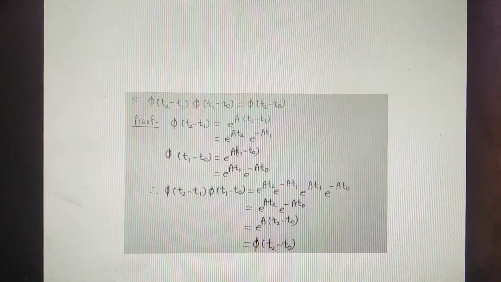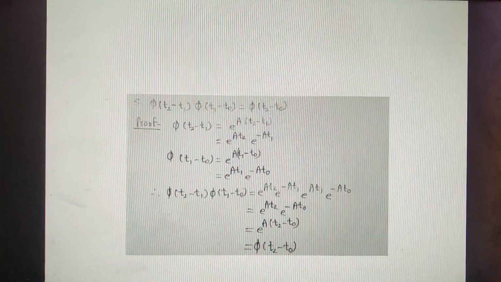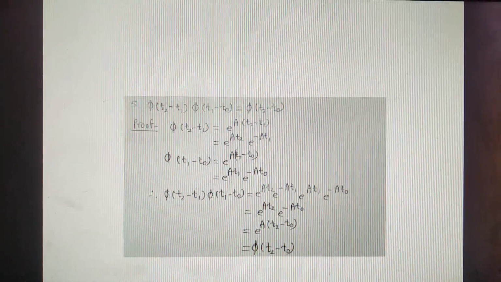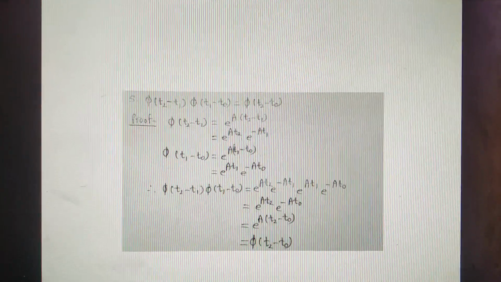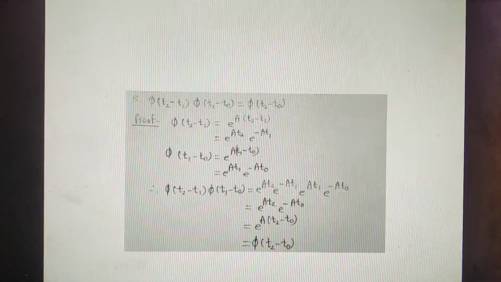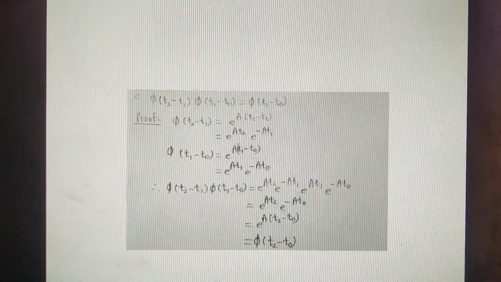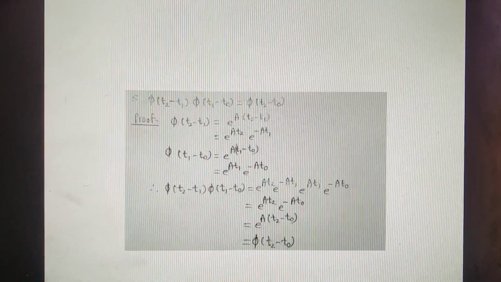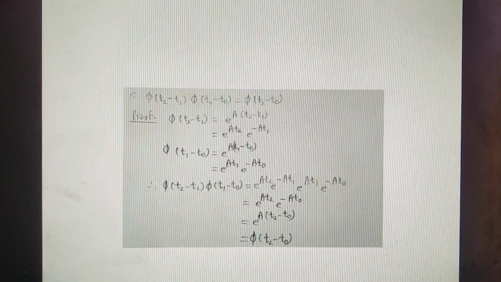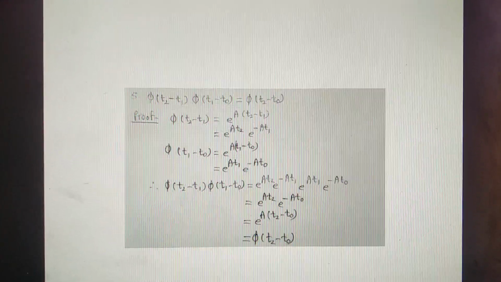The state transition matrix properties are very important because most of the times in university exams the question is asked: what is state transition matrix and enlist the properties of state transition matrix. This question will come for 6 marks. You have to write 5 properties which will carry 1 mark each, and you have to write the definition of state transition matrix which will carry 1 mark.